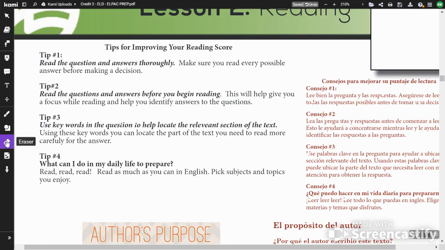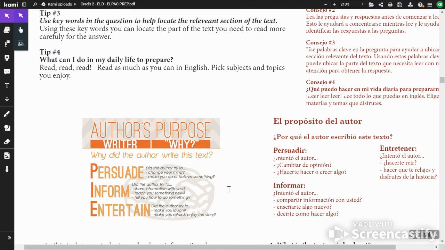Tip number 4 is going to be, what can I do in my daily life to prepare? So of course, it doesn't have anything to do with the reading right now, but in order to prepare for the reading section of the ELPAC, you can read as much as you can in English, pick subjects and topics you enjoy, read articles in English, read up about things. That gives you lots of practice, okay?